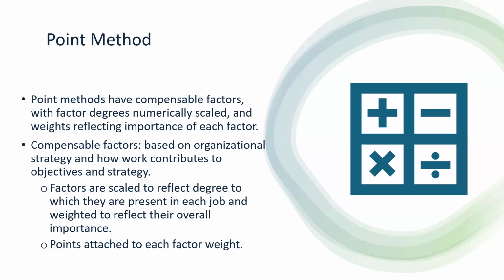And then you have to weight those compensable factors for overall importance to your strategy. So for example, if you have two compensable factors, one could be managing people and another one could be organizing projects. Maybe managing people is more important to your strategy overall, then that would have a higher weight than organizing projects would in your compensable factors in your point method.